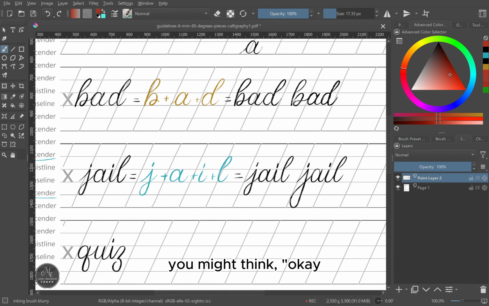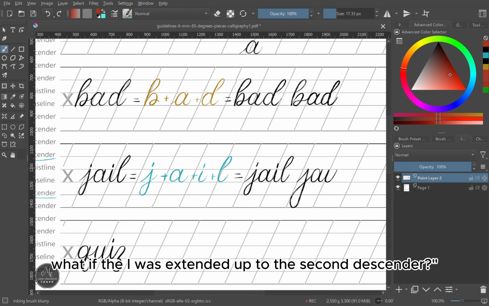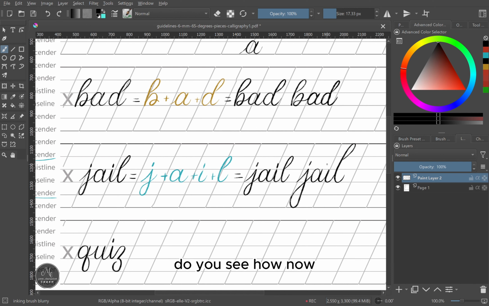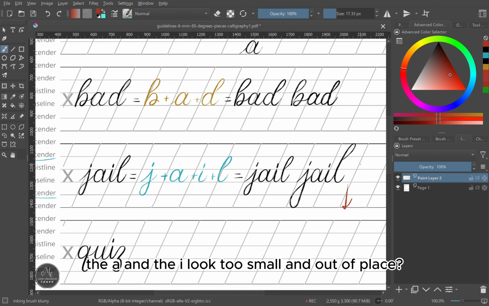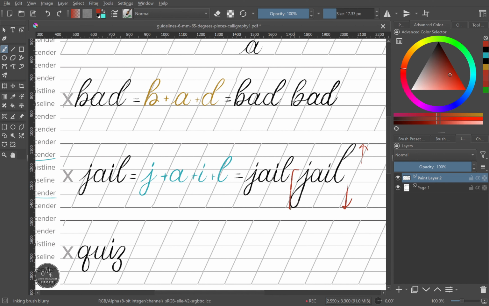You might think, okay, what if the L was extended up to the second descender? Do you see how now the A and the I look too small and out of place? They are too small compared to J and L. We have to think about all the letters and the overall appearance of the word.